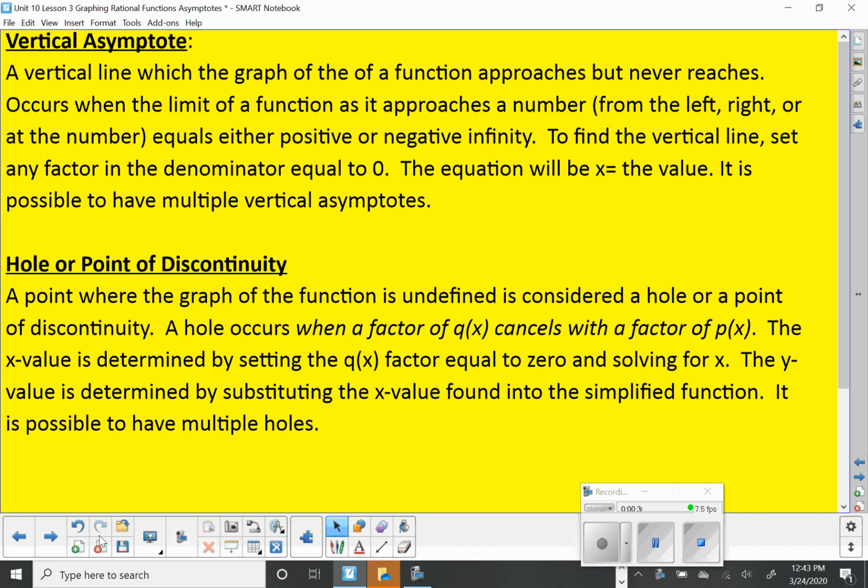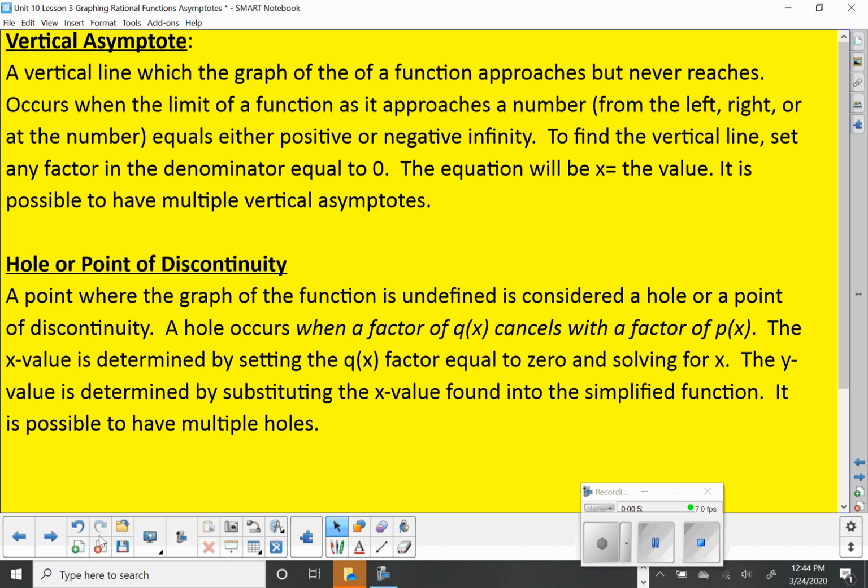Okay, first, what are these asymptotes we're talking about? Well, an asymptote is a line that a graph approaches but does not touch. On occasion, with horizontal and slant asymptotes, a graph may cross the asymptote, but it will then come back and ride right along next to it. We'll see that in some of our examples.